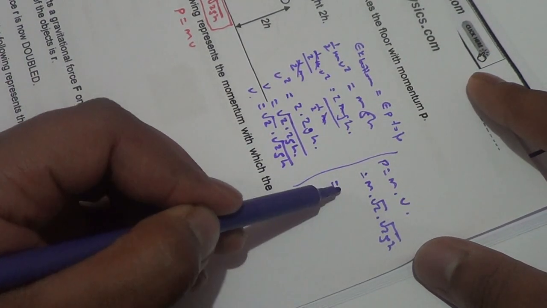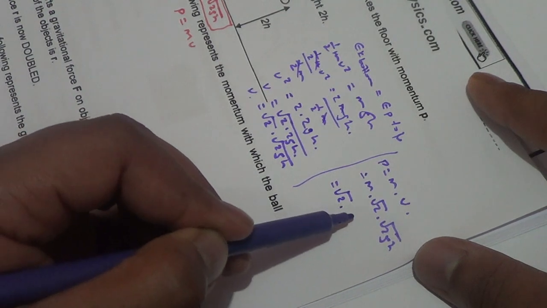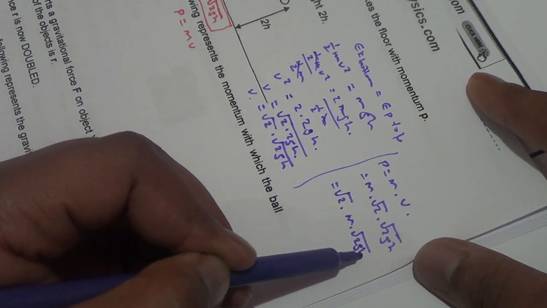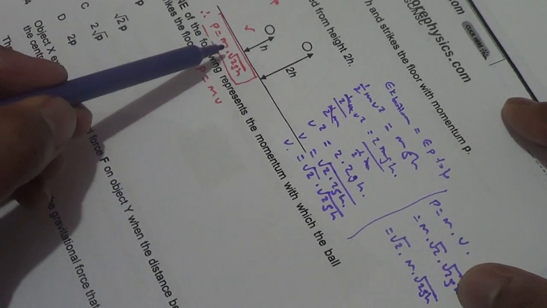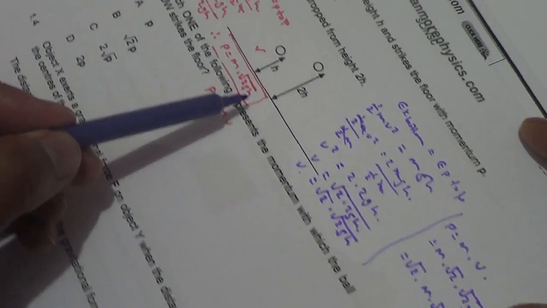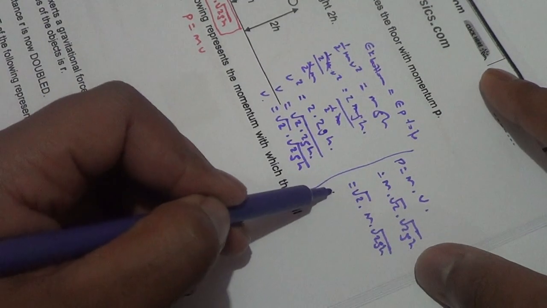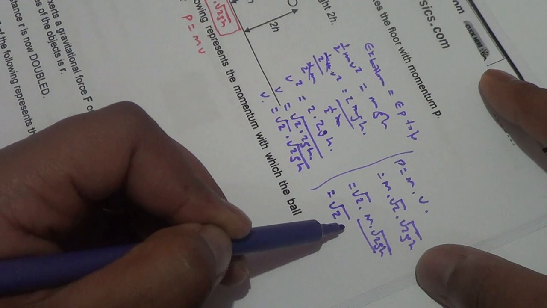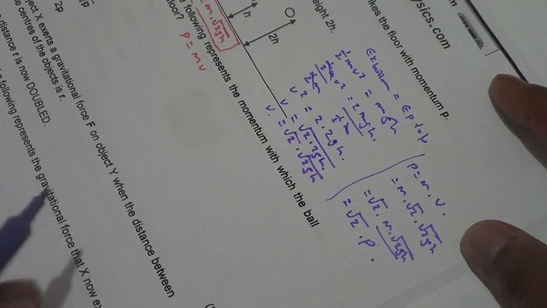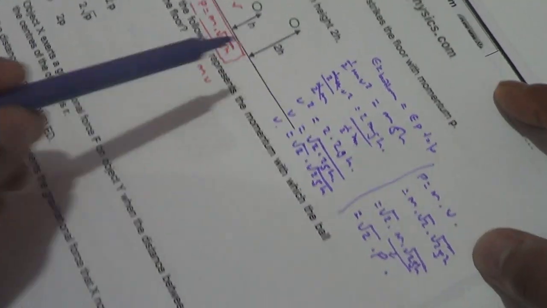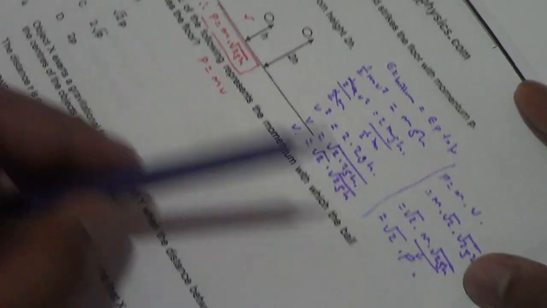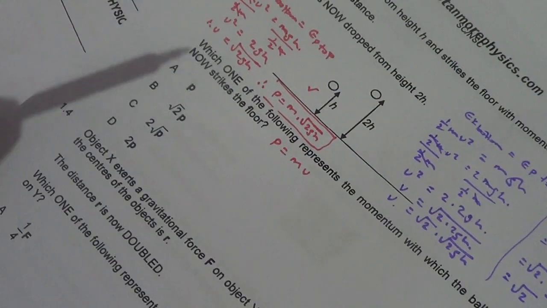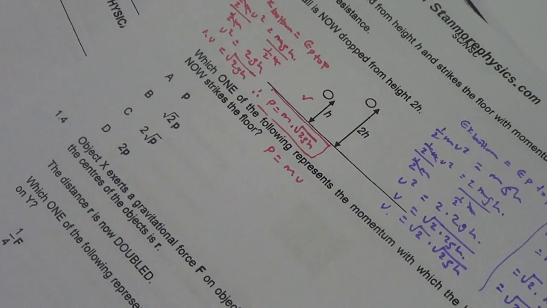Which you can just put in front. This is square root of 2 multiplied by m multiplied by the square root of 2gh, okay? But now what did we say m multiplied by square root of 2gh is? It equals p. So this whole thing is going to boil down to just square root of 2 multiplied by p, because you proved that it was p. So it was not a very easy question. So that is the answer there, root 2p. So the answer is B.